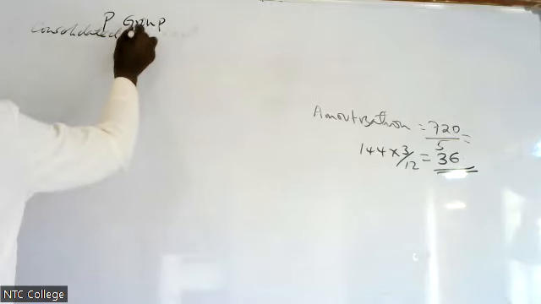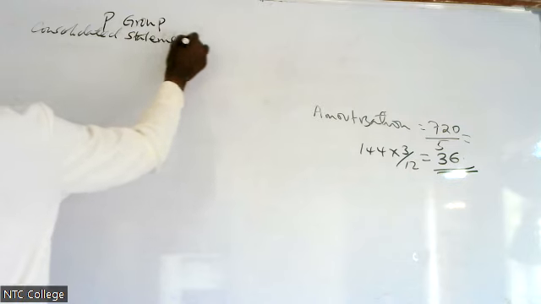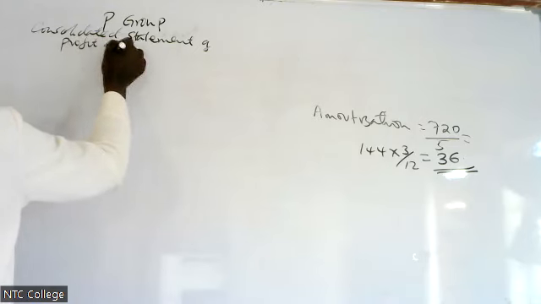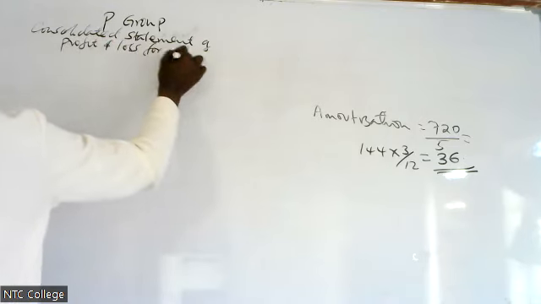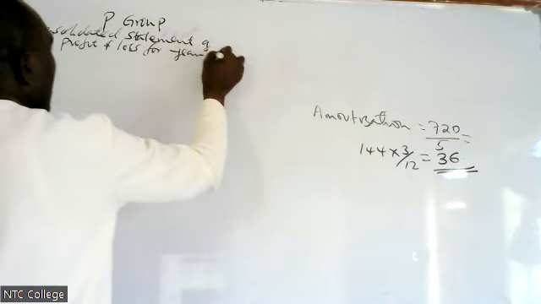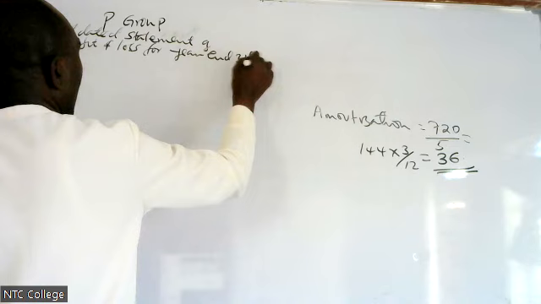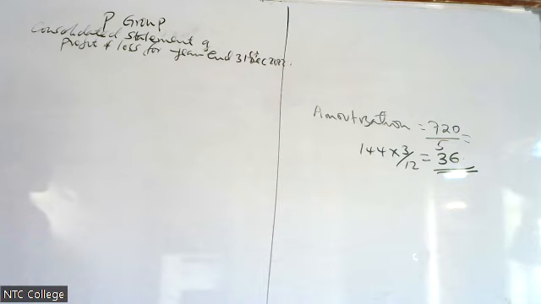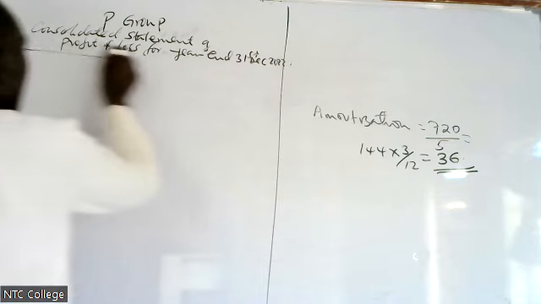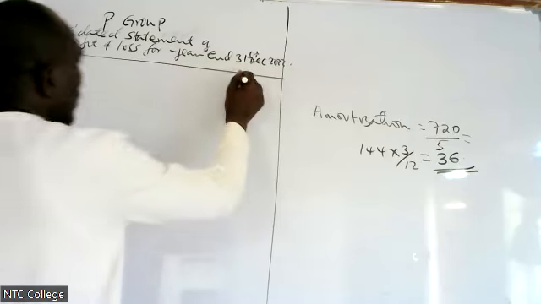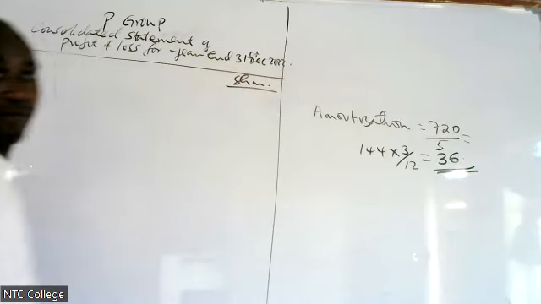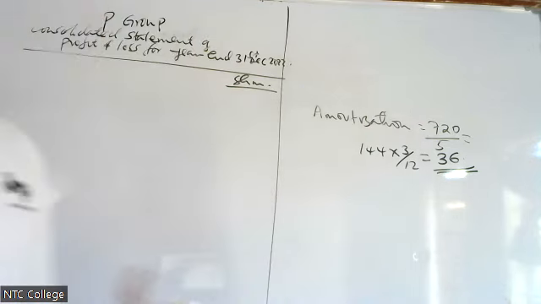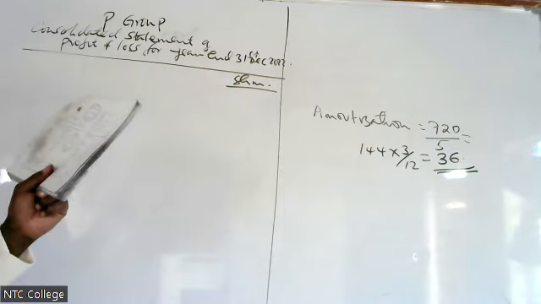Consolidated statement of profit and loss for the year ended 31st December 2022. We underline, and we put our currency, shillings in millions. Then we go to our profit or loss statement.